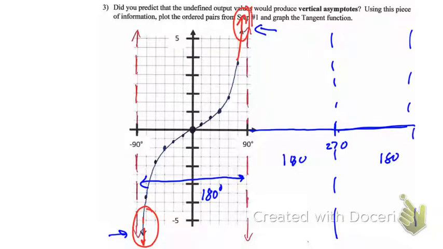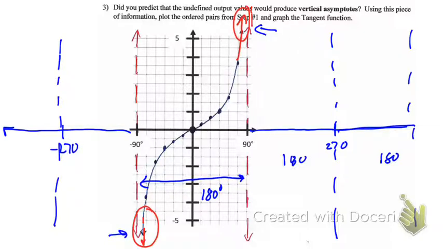Same thing if we go in the negative direction. We go 180 degrees in the negative direction to negative 270, there'll be an asymptote. Every 180 degrees in both directions, there'll be an asymptote. And then what happens in between those asymptotes? You have the exact same graph repeat itself.